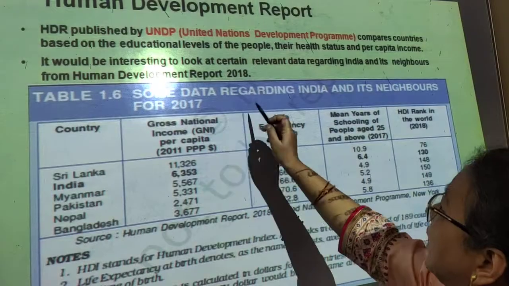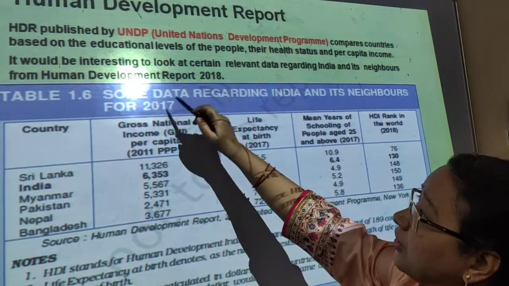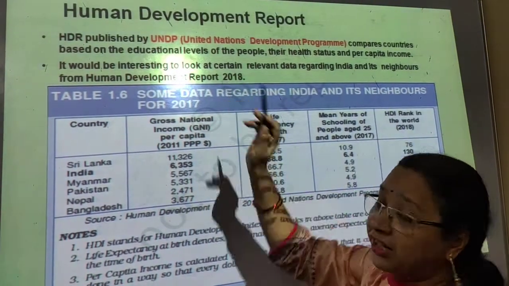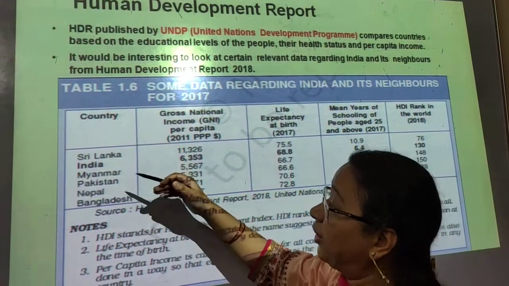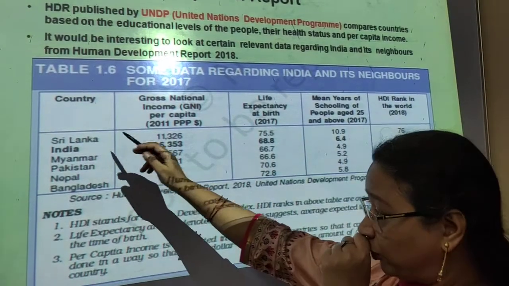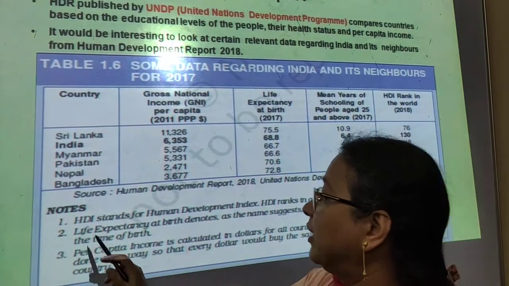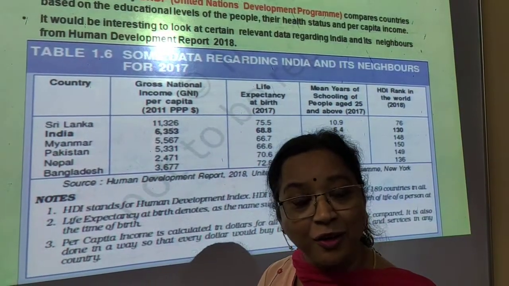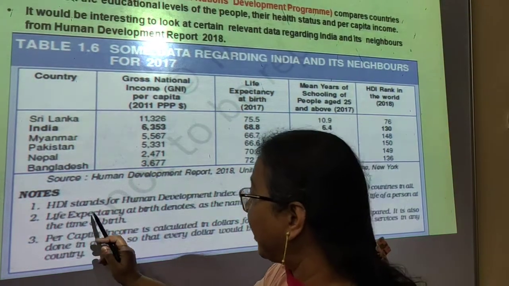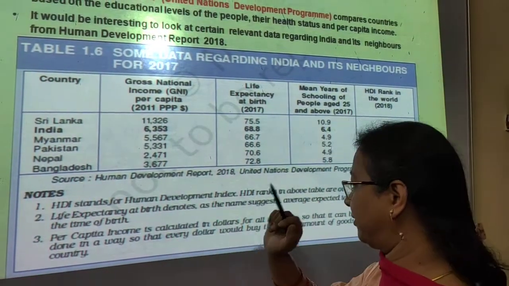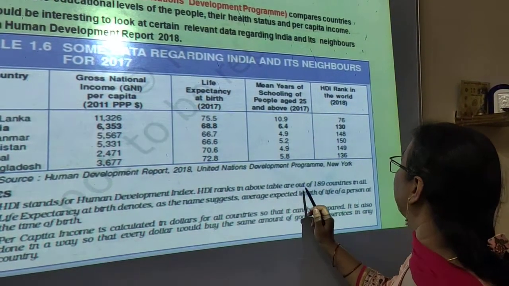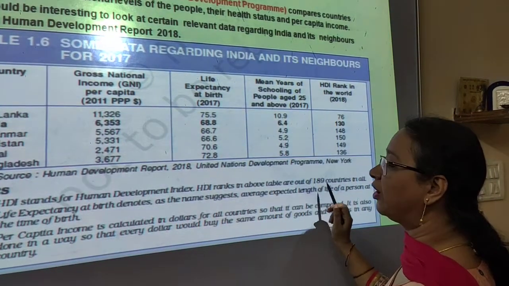Look here, this data is from 2018. It would be interesting to look at certain relevant data regarding India and its neighboring countries. In this data, we are basically comparing with our neighboring countries. So at first I'll explain once again what HDI is. HDI means the ranking of the world's countries for comparison. HDI stands for Human Development Index. HDI ranks in the above table are out of 189 countries in all.